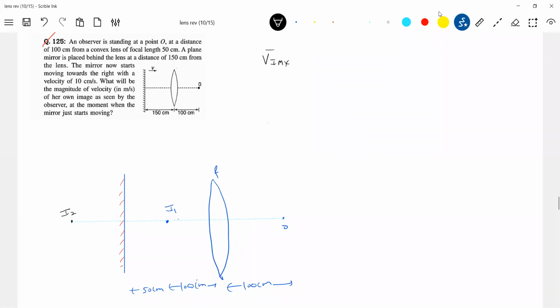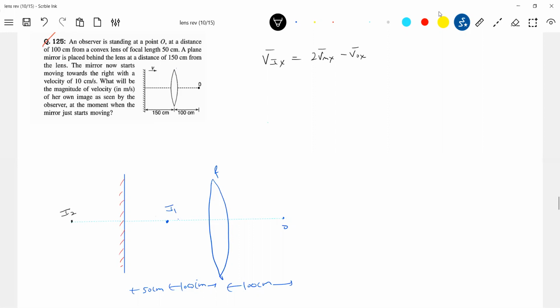Vix should be equal to 2 times Vmx, I think that is the formula. Vix equals 2 times Vmx, sir, minus Vox. O is not object, sir, O is observer. That is image only. No, sir, lens's image. In the question, sir, what will be the magnitude of velocity of our own image? Means lens's image, not observer's image.